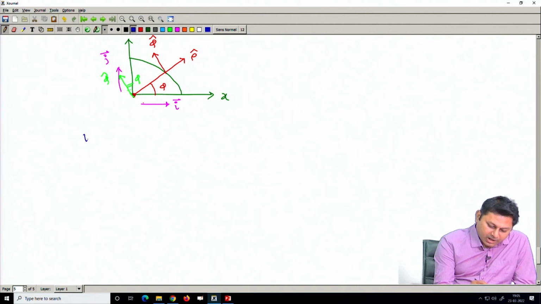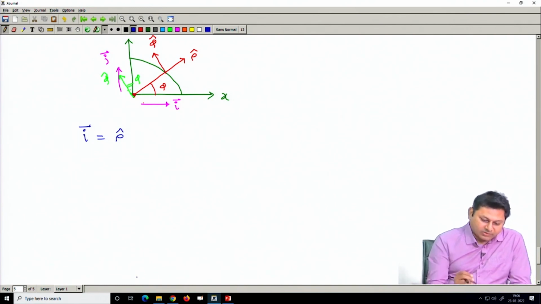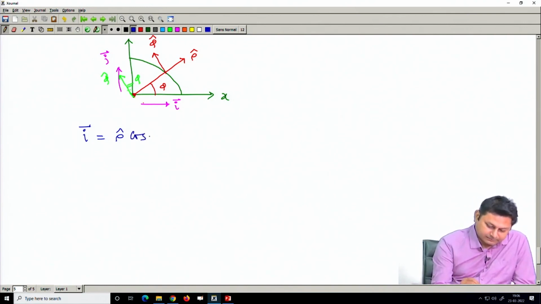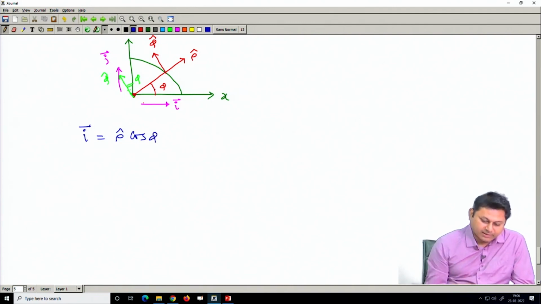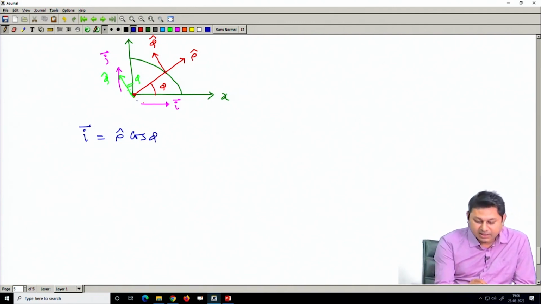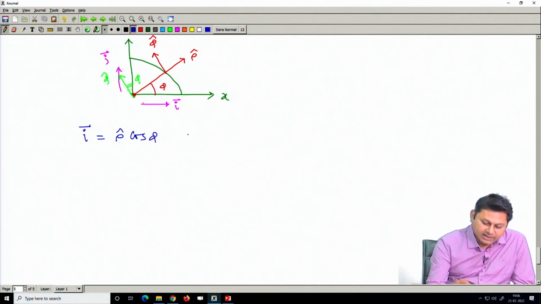Now, if I decompose i along these two directions, one I can write along this direction. So, what should be the value? It should be the rho unit vector and the cos component of that. What should be the other direction? The other direction I can have here. You can see that rho and phi are perpendicular to each other. So, the other direction I can decompose, and it should be simply the phi unit vector, because I am doing it along the phi direction, and then sine of the angle.